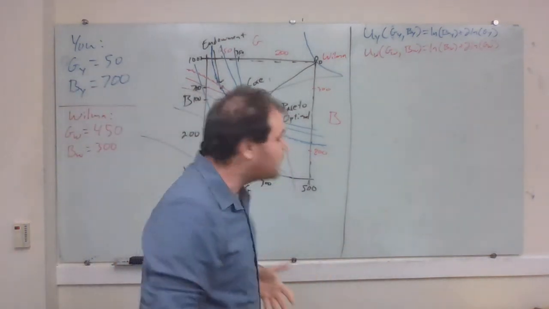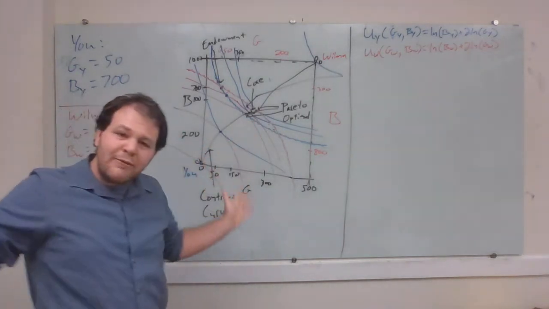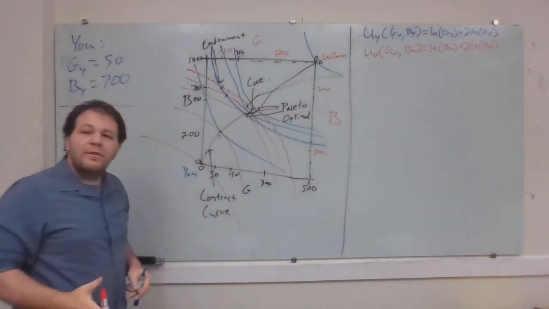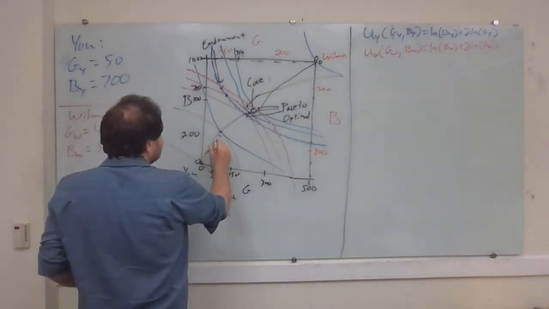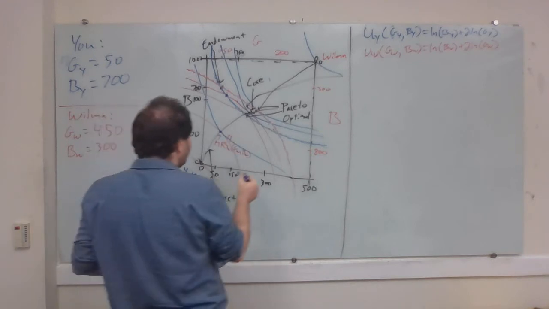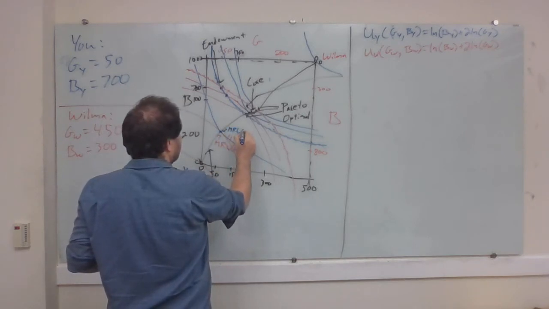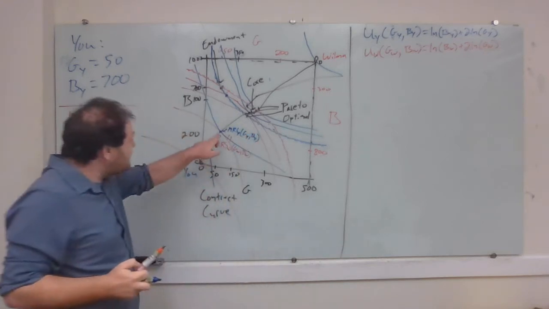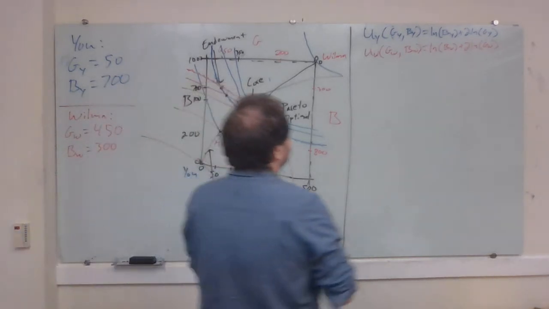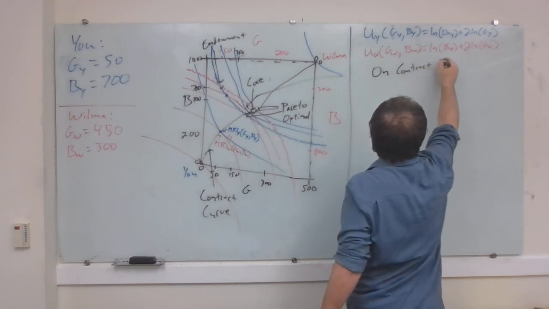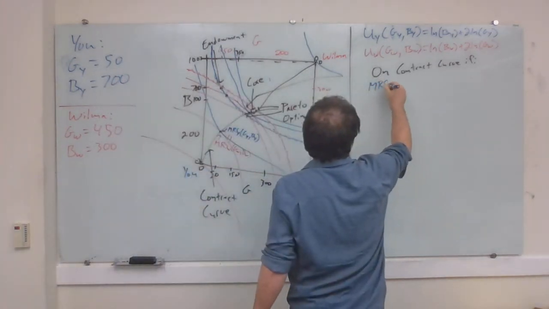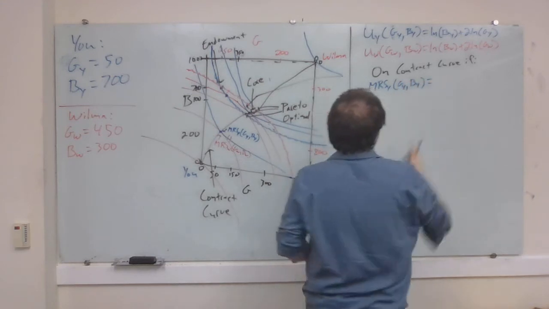And as we've been talking about through this whole semester, geometrically, what it means that our indifference curves just barely touch and then bounce away from each other when we have curving indifference curves like this, is that at this point, the slope of your indifference curve has to equal the slope of her indifference curve. This is why the indifference curves don't cross. So it has to be the case that Wilma's MRS is equal to your MRS. This has to be true in order for you guys to not have possibilities of making a beneficial exchange. We can see this geometrically. So we're going to be on the contract curve if MRS_Y equals MRS_W.